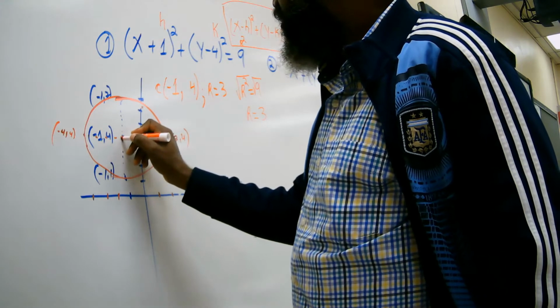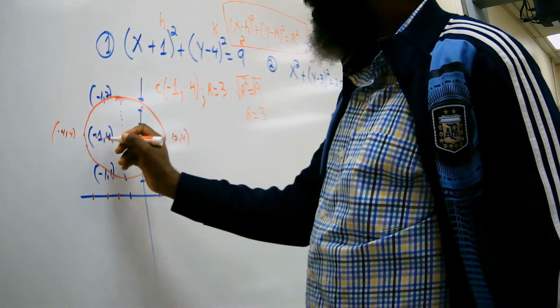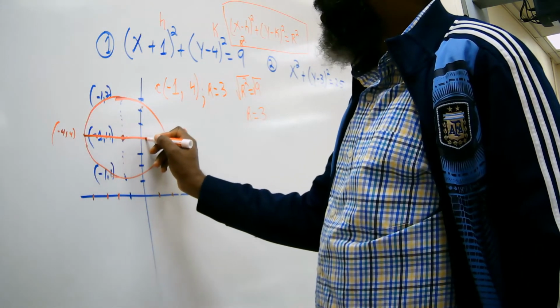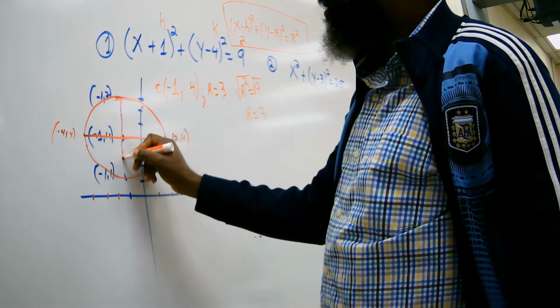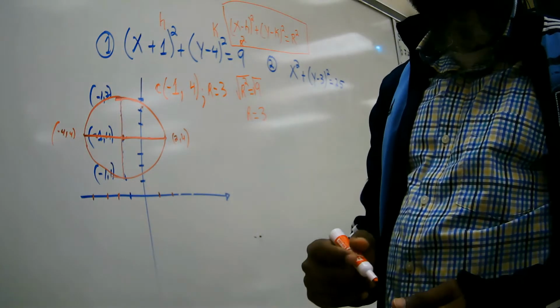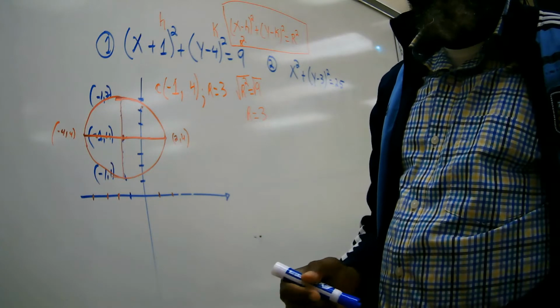And this is the center of the circle. Right? If you continue, this becomes a diameter, and this is the diameter. So that's your circle. That's how you deal with graphing a circle.